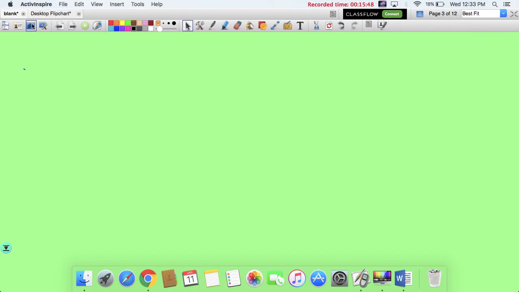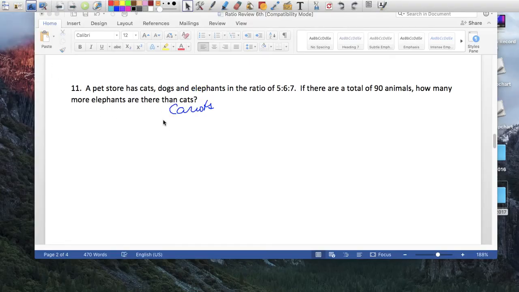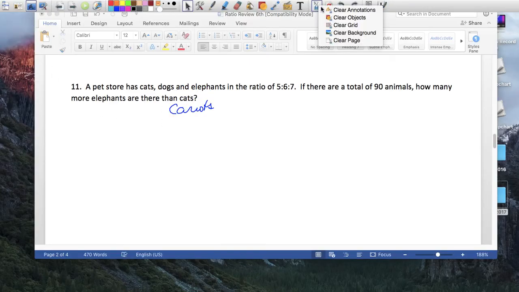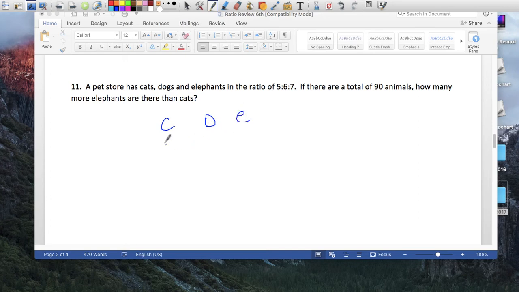Okay, I'm still not done because there are a couple of questions here. So 11, the pet store has cats, dogs, and elephants in the ratio 5, 6, 7. There are a total of 90 animals. How many more elephants are there than cats? So this one, we can do it this way. Let's pick a pen. So we got cats, dogs, and elephants, the ratio 5, 6, 7, for a total of 18.